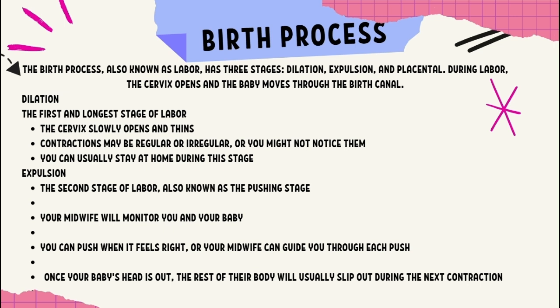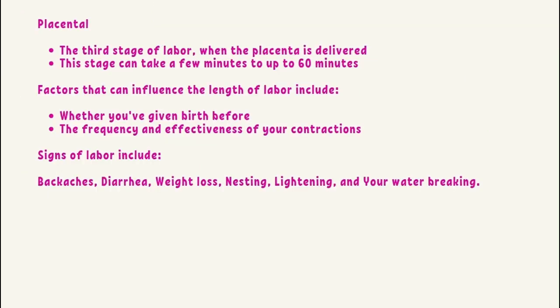If the baby sits upside down, sideways, or across here, it will create a lot of problems. In that case, they might tell the pregnant woman to have a C-section, or they might try to turn the baby, right? The third stage of labor is when the placenta is delivered. This stage can take a few minutes or up to 60 minutes.